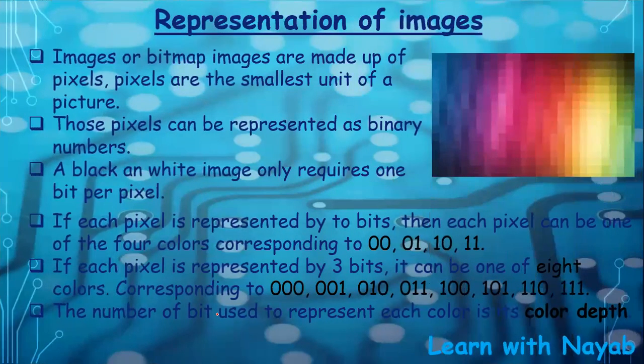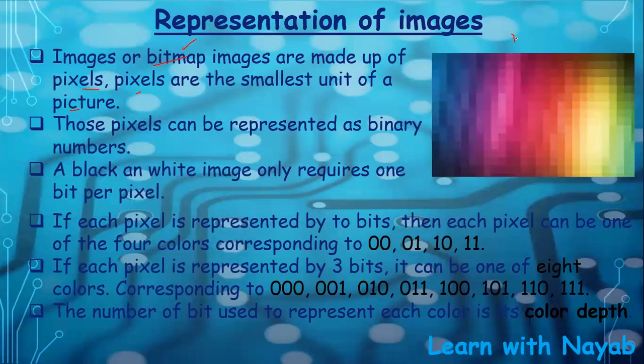Representation of images. First, we talked about the representation of sounds, the sampling rate, the bit depth, or the resolution. Now we're going to talk about representation of images. Images, or bitmap images as they're also called, are made up of pixels. Pixels are the smallest unit of a picture.